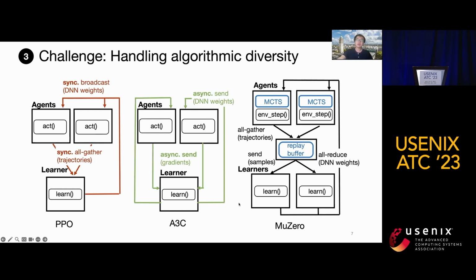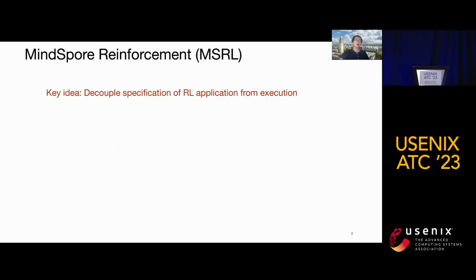Therefore, the diversity of those algorithms suggests that we need a system that's flexible enough, or strong enough, to support all different kinds of communication and computation patterns. So to answer all those challenges, we developed MindSpore Reinforcement Learning, or MSRL. The key idea of MSRL is that we decouple the algorithm specification from the algorithm execution.